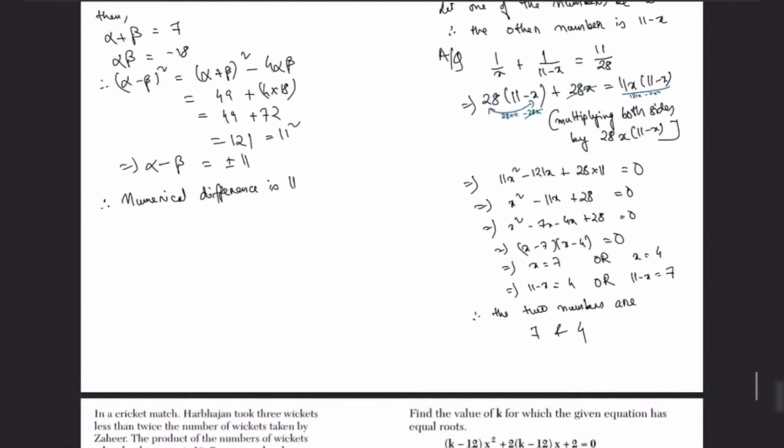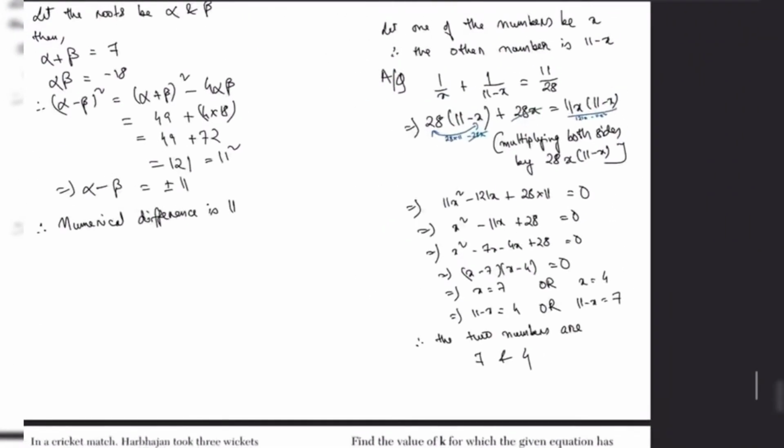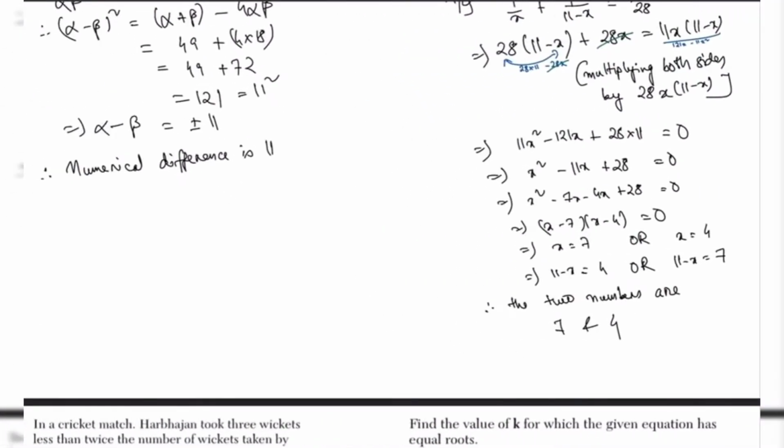You have no problem in checking that 1 by 7 plus 1 by 4 actually gives you 11 by 28, because see, 1 by 7 plus 1 by 4, the LCM is 28 and you have 4 plus 7, that is 11 by 28. So we are on the right track. Fine.